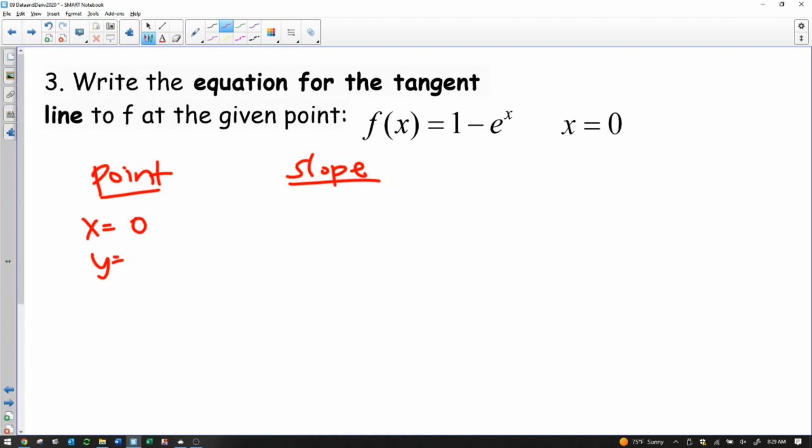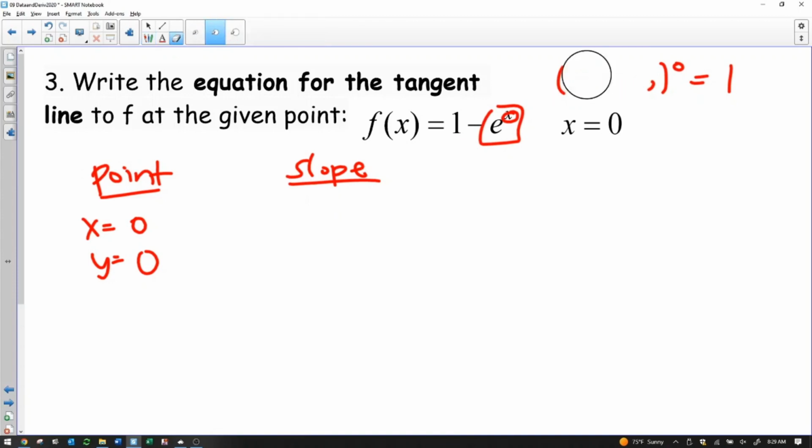So what did you guys get for your y? 0. Do you see why it's 0? Because if you plug in 0 right there, 1 minus 1 is going to be 0. E to the 0, or anything raised to the 0, x cubed minus 3 raised to 0. Anything raised to 0 is always 1. Now I need to find the slope of the tangent line. What did I say? When I say derivative, you say, what do they really want here? The derivative.